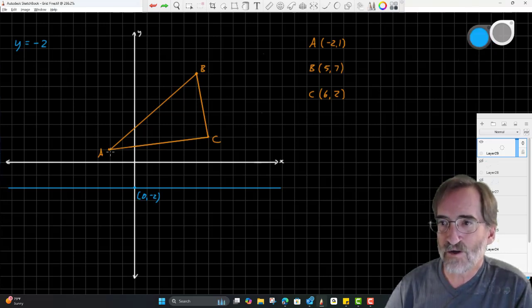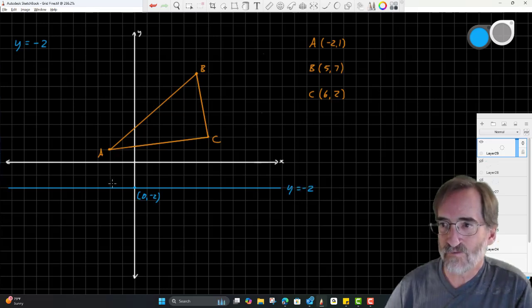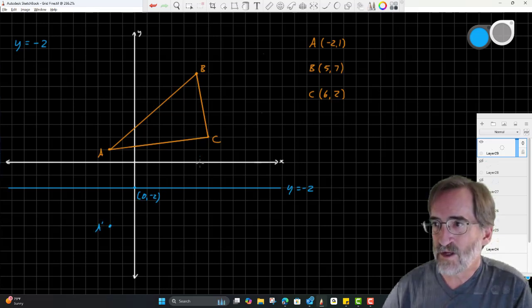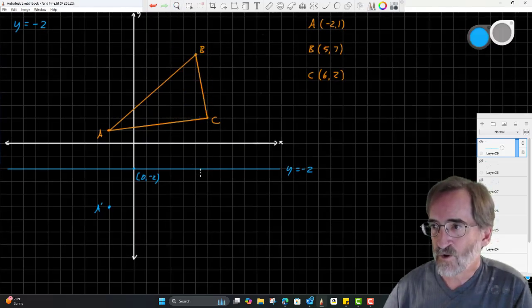So we think, how far is A above the line y equals -2? It is 3 above, so A prime is going to be 3 below. B is 9 above, so B prime is going to be 9 below, and it's going to be off the screen a little bit. Just adjust here. So one more time, 9 below. B prime. And C is 4 above, and C prime is going to be 4 below.